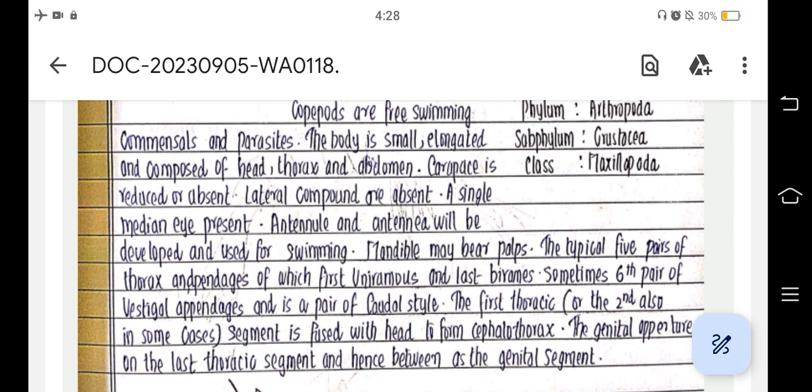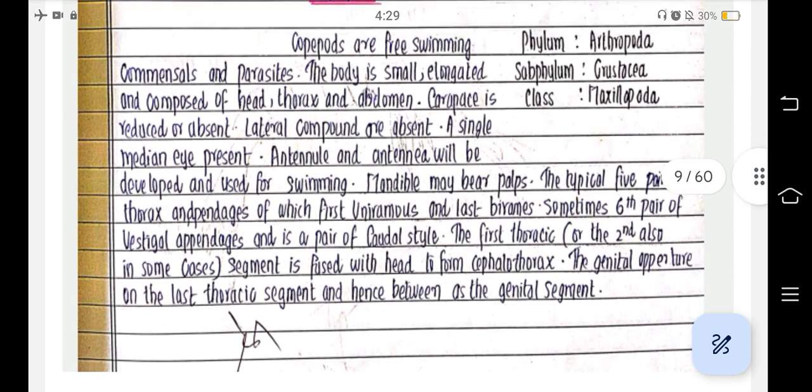Antennule and antennae are well developed and used for swimming. Mandible may bear palps. The typical 5 pairs of thoracic appendages, of which the first is uniramous and the last biramous. Sometimes a 6th pair of vestigial appendages and a pair of caudal styles are present. The first thoracic segment, or in some cases the second also, is fused with the head to form a cephalothorax. The genital aperture is on the last thoracic segment, between it and the genital segment.